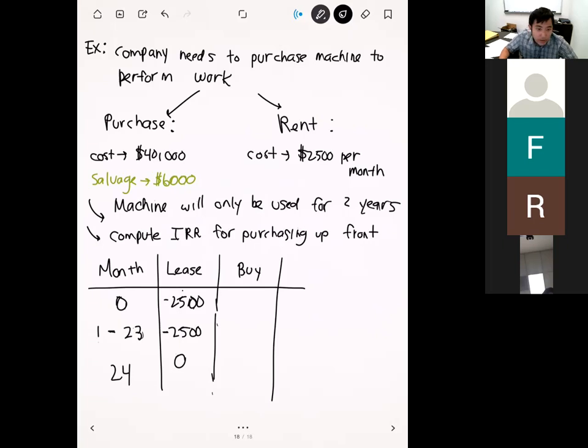Okay. All right. And so let's compare that with buying. And so with buying, we have a cost of $40,000 up front. Okay. So that's the large cost. In months 1 through 23, we're going to assume that there's no maintenance costs, or we're going to assume that the maintenance cost is the same for both, and so they just cancel each other out. And so we have zero cost there. Right. And then at the end, we have a positive cash flow of $6,000 to represent the salvage value.